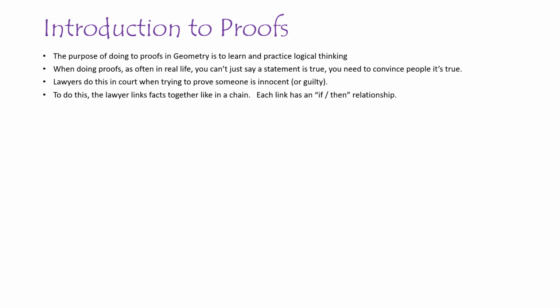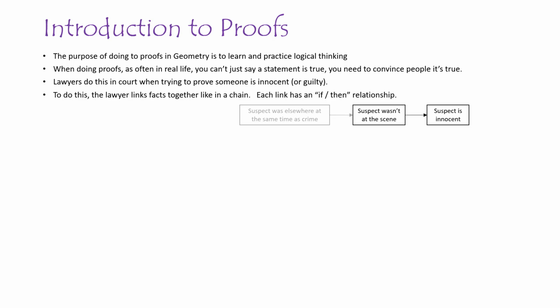And each of these links is like an if-then relationship. If something is true, then something else must be true. So let's look at a little example. And it's just a made-up example, like the suspect is innocent. That's what the lawyer's trying to prove. Well, how do you know he's innocent? Well, he wasn't at the scene of the crime.